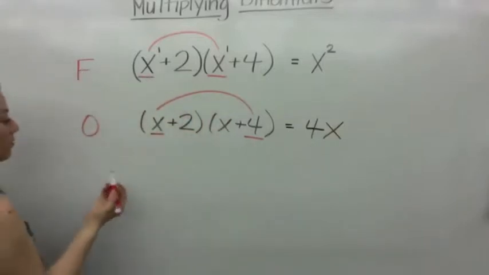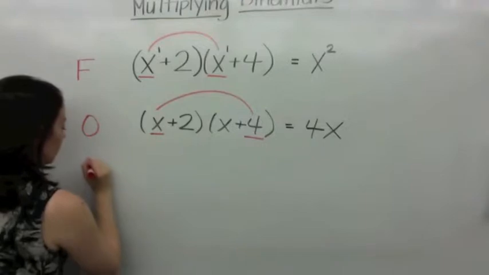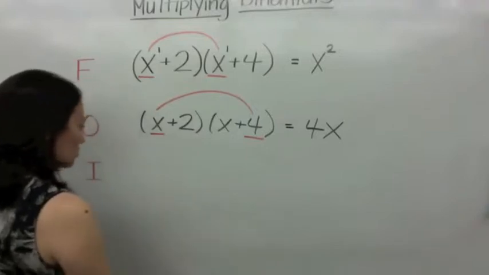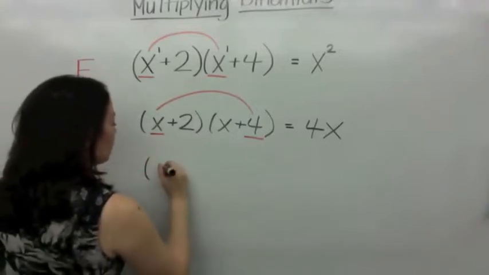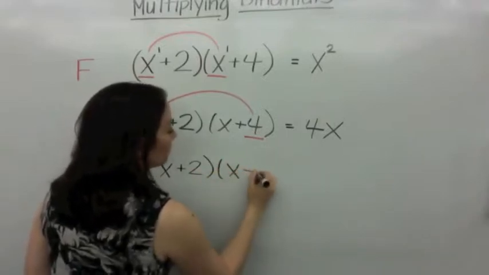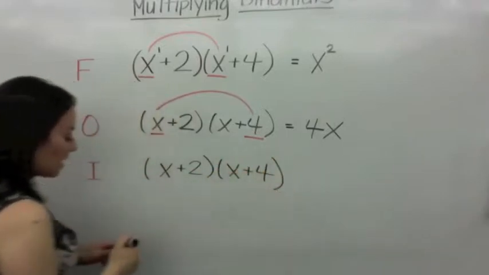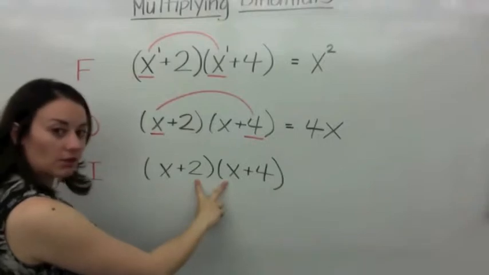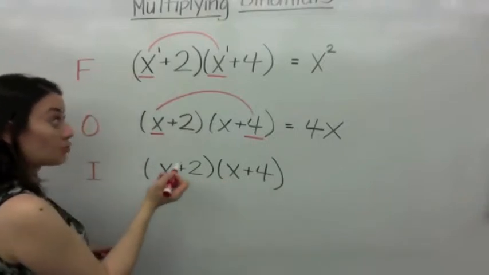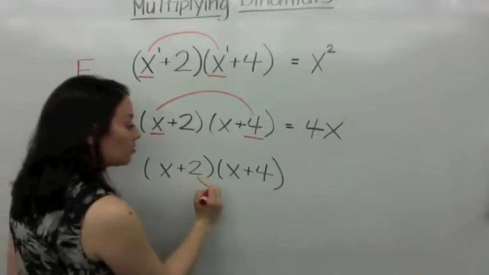The next step in FOIL is I. Okay? I stands for the inner terms. Inner terms. So let me show you what that looks like. If you go ahead and rewrite this one more time, because you're going to write it 4 times. The inner terms are the ones that are on the inside. So we're going to go ahead and make the distribute wave underneath.